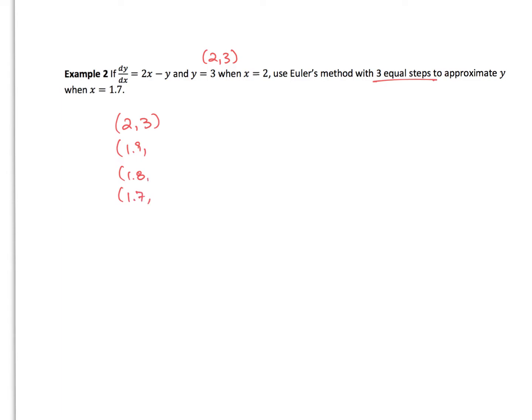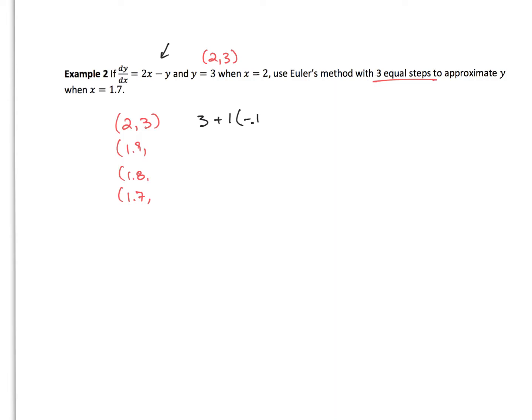Now, what is my step size? It's not 0.1. It's negative 0.1. Why is it negative? Because I'm going down. All right, good? Fantastic. So now let's do it. So, what do I start out with? 3, and then I need to find my slope. So I'm using 2, 3. So when I substitute in 2, 3, what's my slope? 1. So now I have plus 1 times, what's my step?